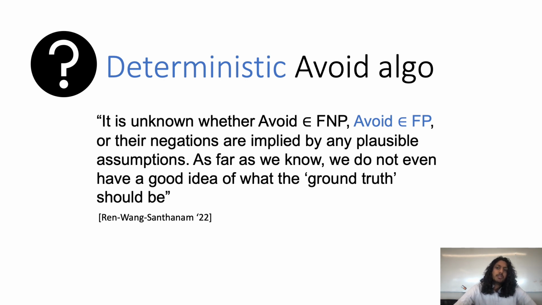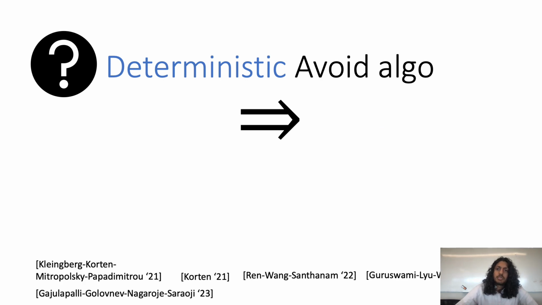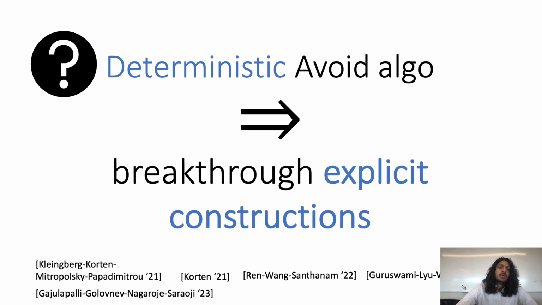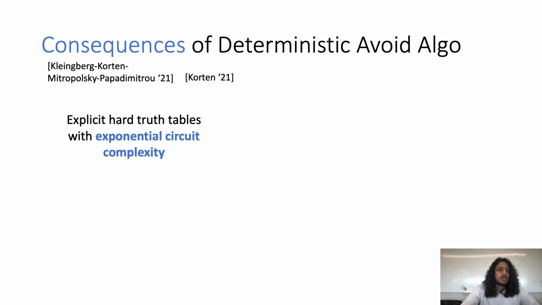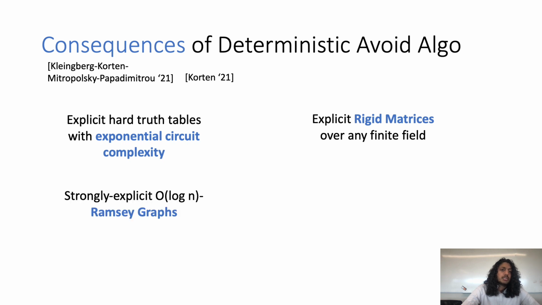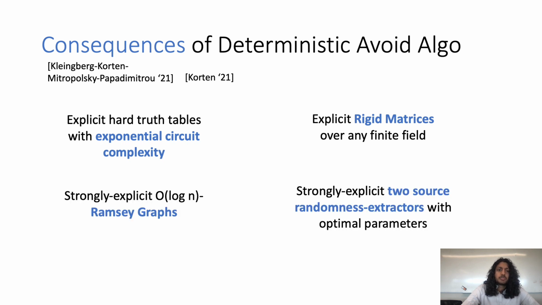So even though previously we didn't have a good idea of whether deterministic algorithms for range avoidance should exist or not, we did know that deterministic algorithms for range avoidance had pretty significant consequences in both combinatorics and complexity theory. Particularly, they would imply breakthrough so-called explicit constructions. In particular, a sequence of works note that it would imply, for example, explicit hard truth tables with exponential circuit complexity, rigid matrices, strongly explicit Ramsey graphs, strongly explicit two-source extractors with optimal parameters.